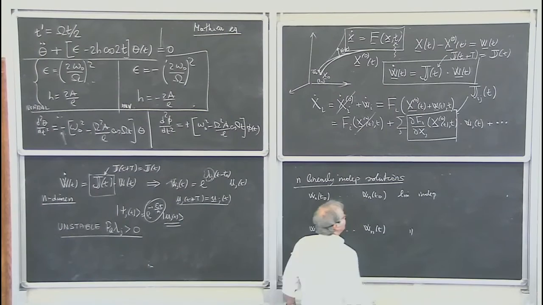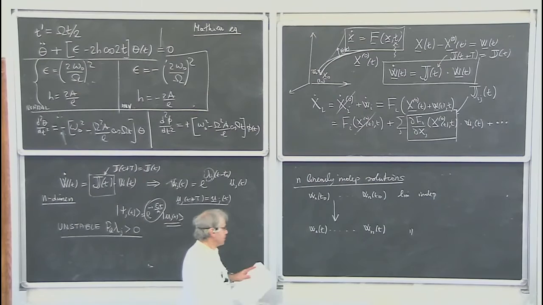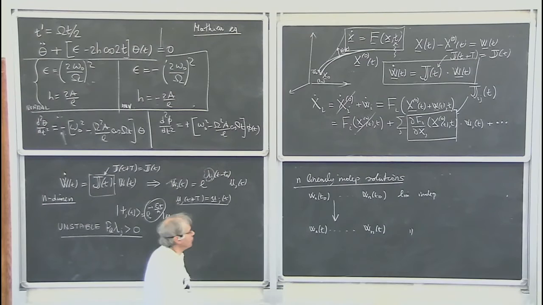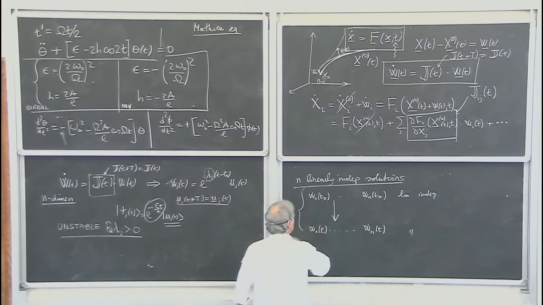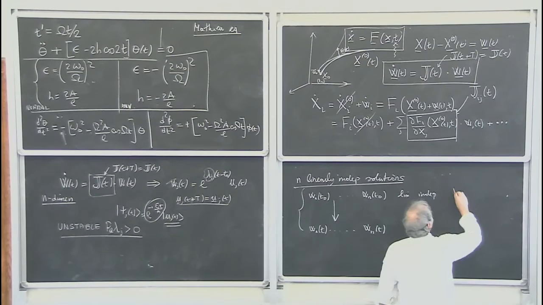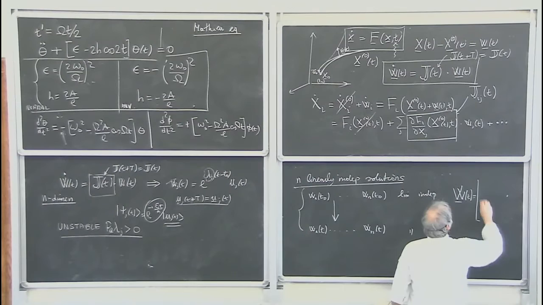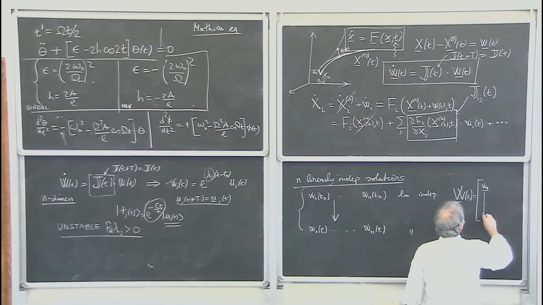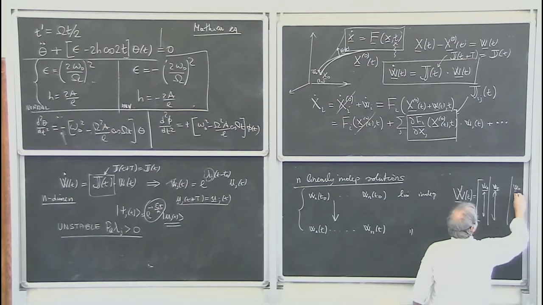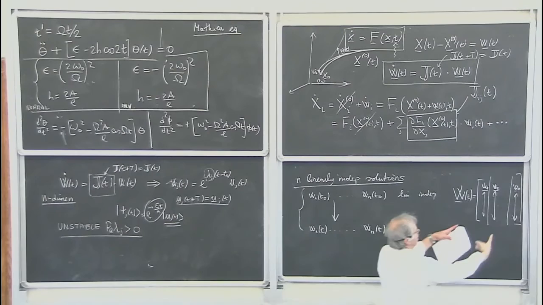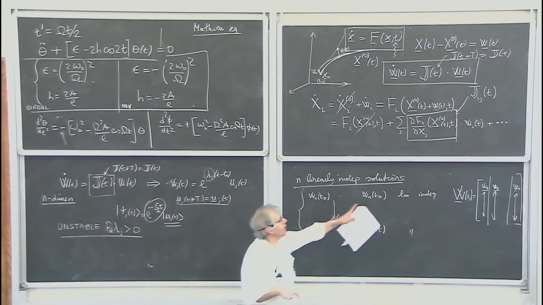You might ask, how does this come about? How to prove this? It's a proof which I will tell you in a second. But first of all, let me just assume that this is true. Then I can organize these objects as a big matrix, W, which contains in the first column W1, in the second column W2, and so forth, up to Wn. So rather than working with vectors, I work with an n by n matrix made by n columns, which are the n linearly independent solutions of my problem.